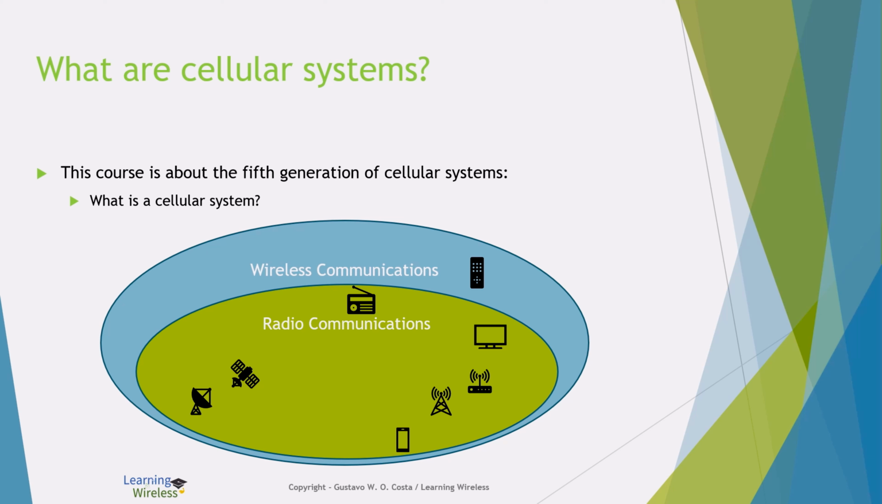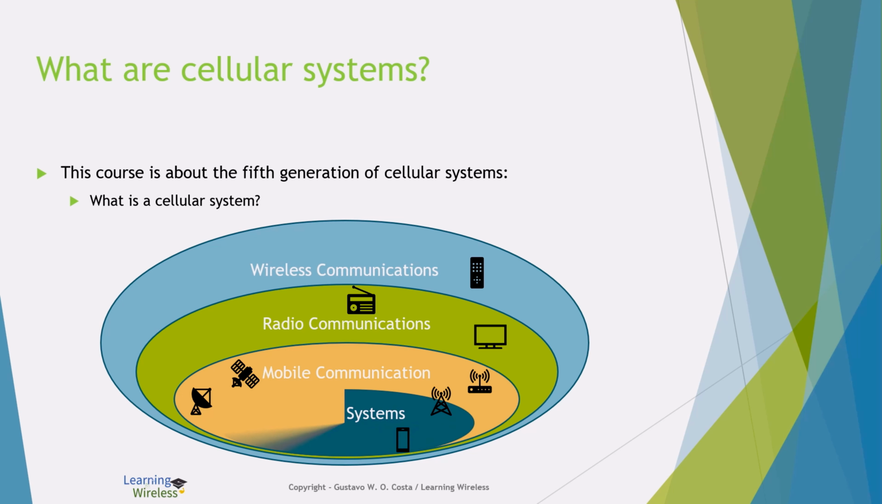But in this course, we're going to focus on a special type of radio communications, which is mobile communication. So mobile communication can be understood as radio communications where at least one of the two sides is in movement. In that group would be included then cellular systems, but also, for example, satellite, because the satellite is moving.